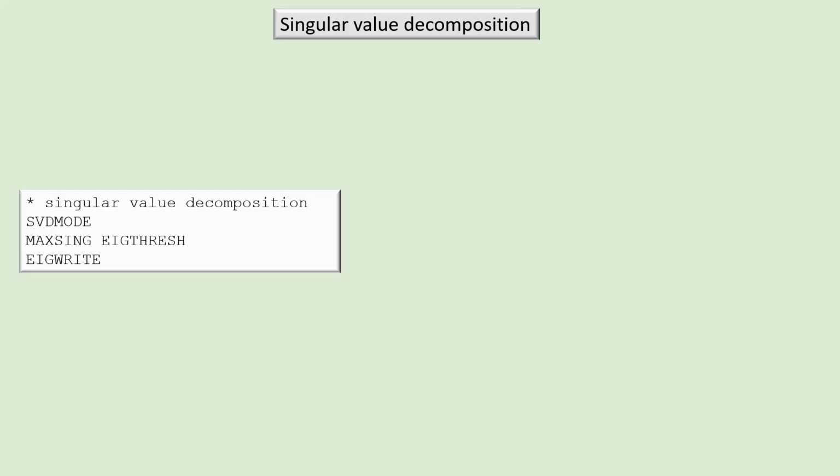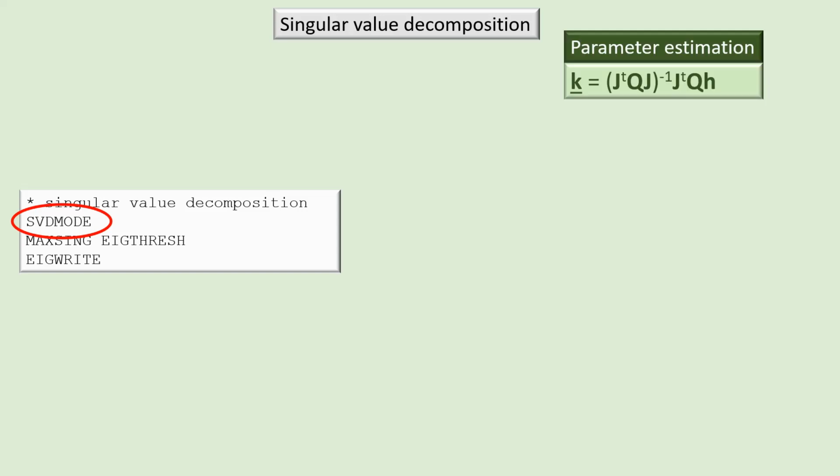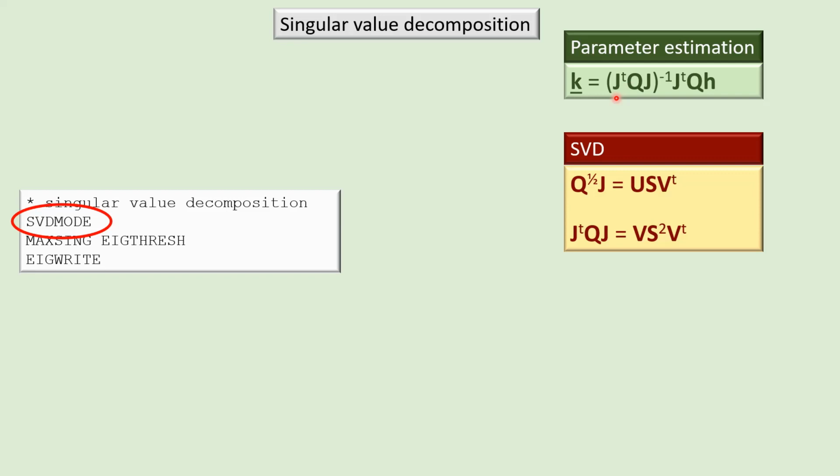Here are the specifications for the singular value decomposition section of the PEST control file. Let's start off by looking at this variable named SVD mode. Now, as was described in other slideshows, in other videos, PEST uses this equation to calculate a parameter set k underscore, which gives us the minimum error variance solution to an inverse problem. J is the Jacobian matrix, that is the matrix of sensitivities. Q is the weight matrix. If we undertake singular value decomposition on Q to the half J, we obtain these matrices. U, an orthonormal matrix whose columns span model output space. V, an orthonormal matrix whose columns span parameter space. And S, a matrix of singular values.